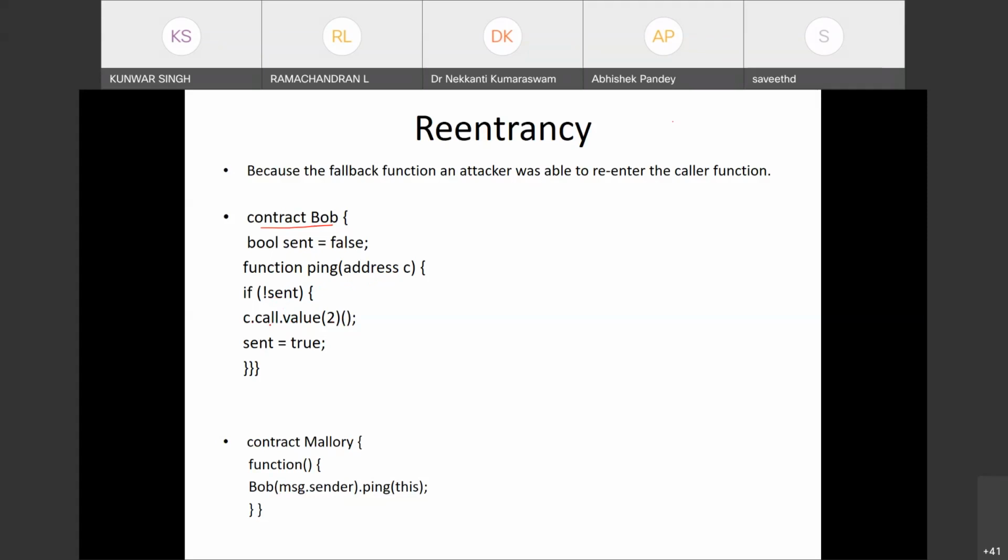So you have already seen the call function is used to transfer the Ether: call, transfer, and send. Okay, and once it is transferred, then it will make sent equal to true. Once sent is equal to true, after that this function will not be called. So basically this contract Bob is written to transfer the money only one time. That's why he has given sent equal to true. Okay, so if it is false, you can transfer one time, and the next time it will be true, so it cannot transfer.